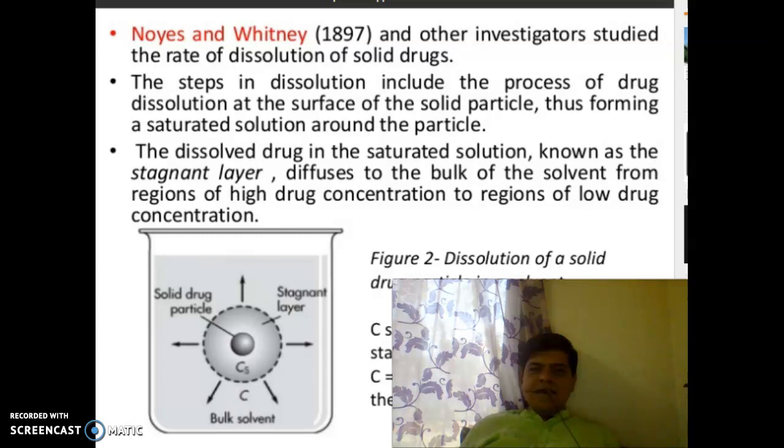So, this forms a saturated solution around the particles. The more saturated the solution, the lesser will be the solubility or dissolution. Then, the dissolved layer of drug in the saturated solution is known as the stagnant layer. The drug dissolved in a saturated solution is called the stagnant layer. It diffuses to the bulk of the solvent from the region of high drug concentration to the region of low drug concentration.